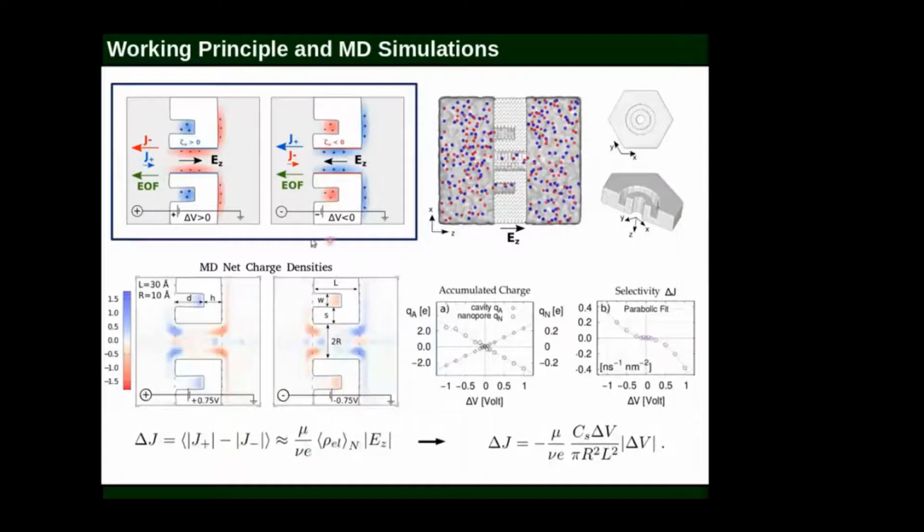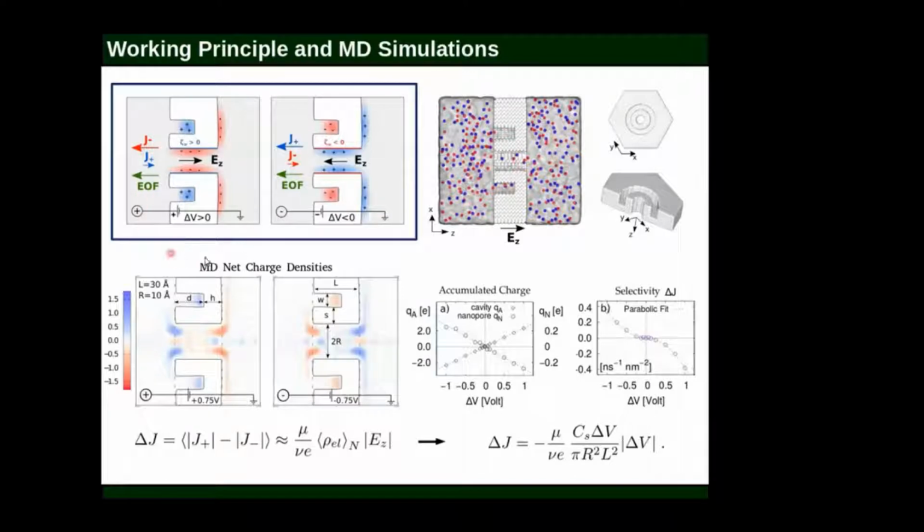The working principle is quite simple. Let's consider a cylindrical nanopore drilled through a neutral insulating membrane with a coaxial cavity surrounding the central conductive channel. The system is immersed in a perfectly symmetrical electrolyte that completely wets the cavity and the nanopore.